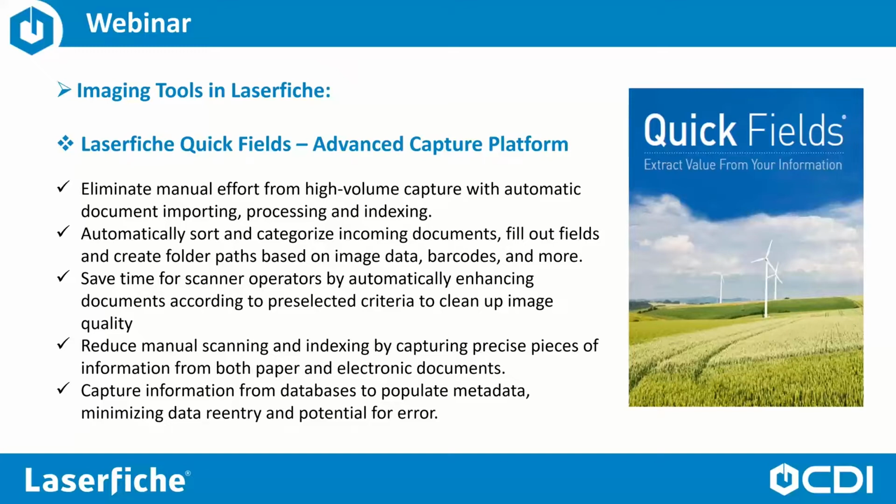And today I'm going to highlight two specific modules within Quick Fields, which is the barcode recognition, which reads barcodes for us from documents, as well as the zonal OCR capability, which allows us to read specific zones in those documents and pull in metadata from those specific zones into our Laserfiche templates and index fields.